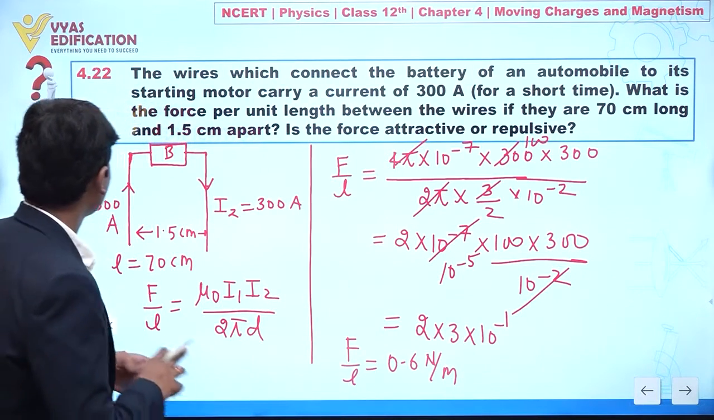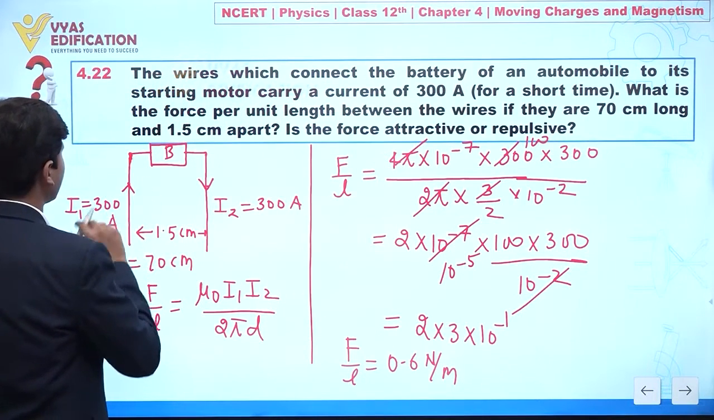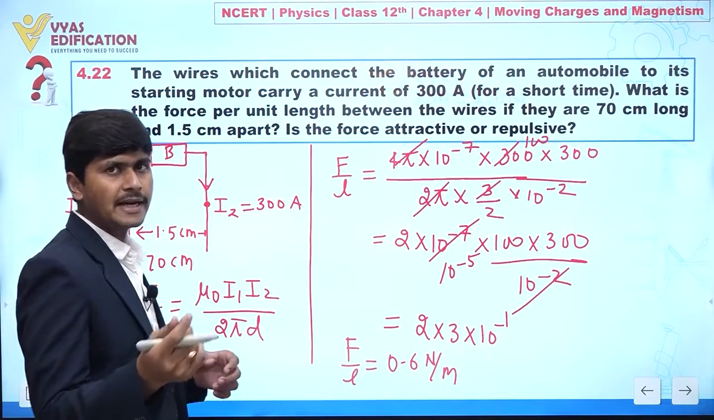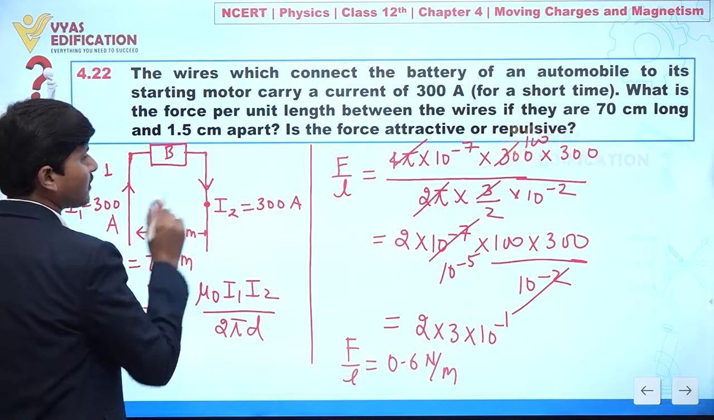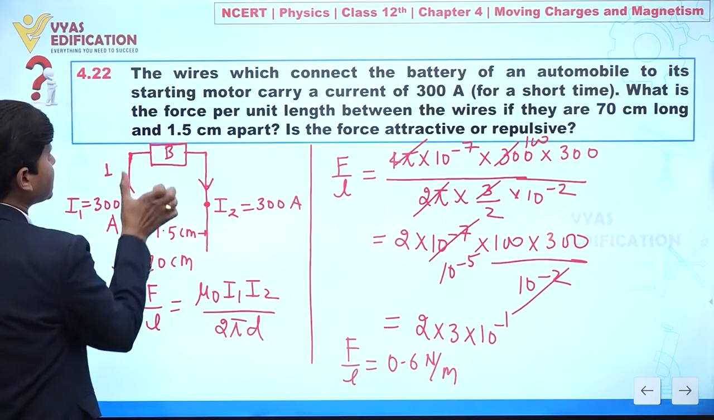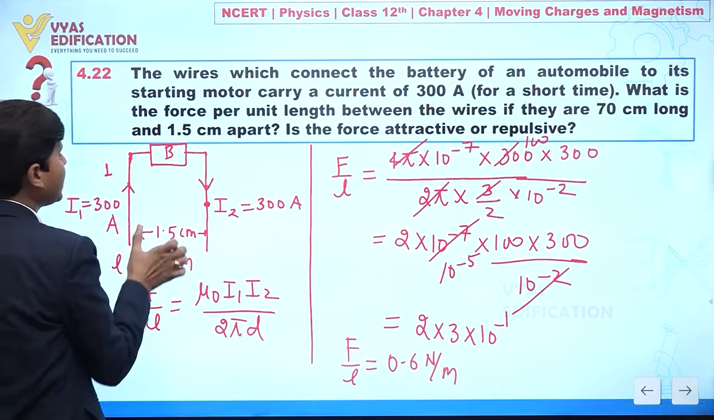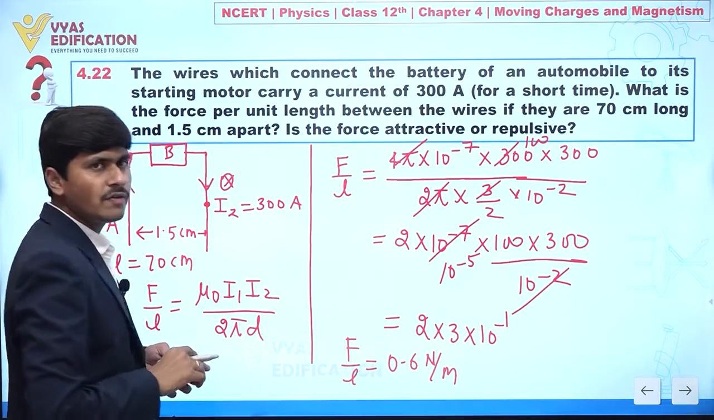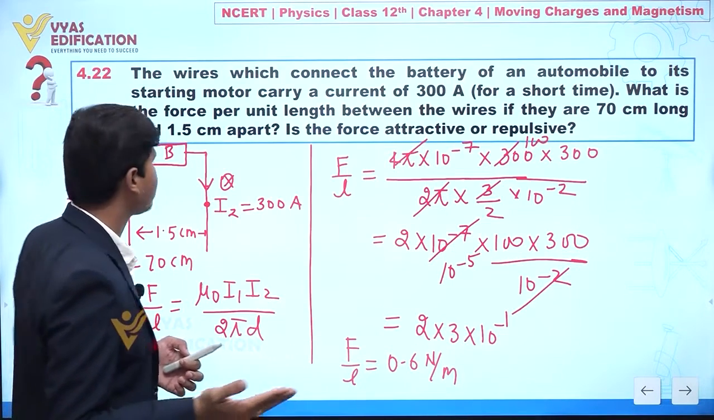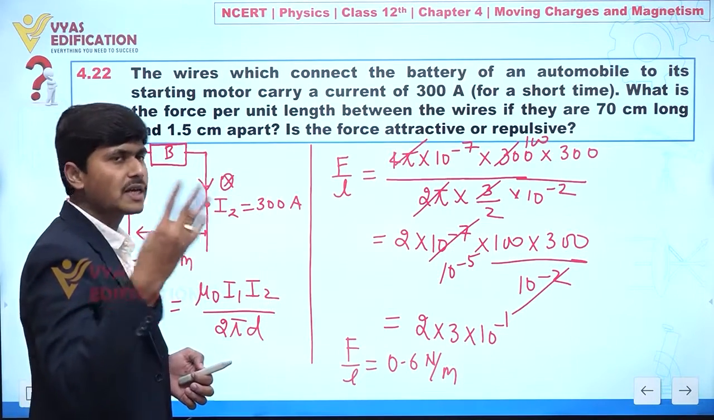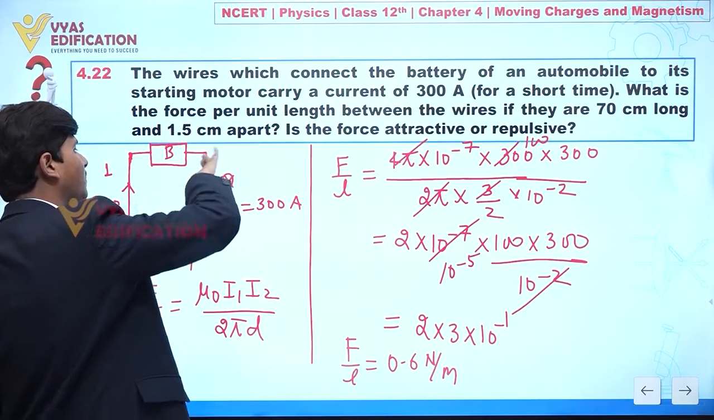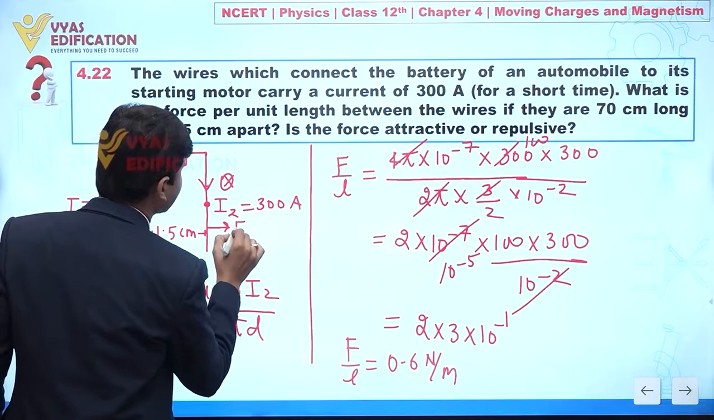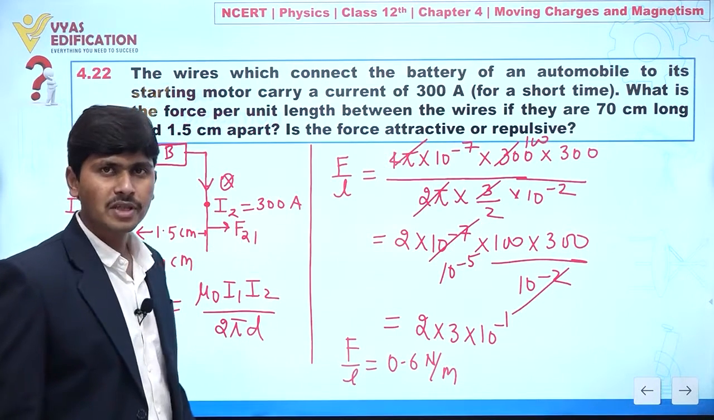How can we see? Let's suppose we are talking about wire number 1, and we want to find the magnetic field at a point on this wire. If this thumb indicates the direction of current, the magnetic field is in this direction, clear. Now what is the direction of the force acting? If these fingers indicate the direction of magnetic field and the thumb indicates the direction of current, the force will act here like this, the force acting on 2 by 1, clear.